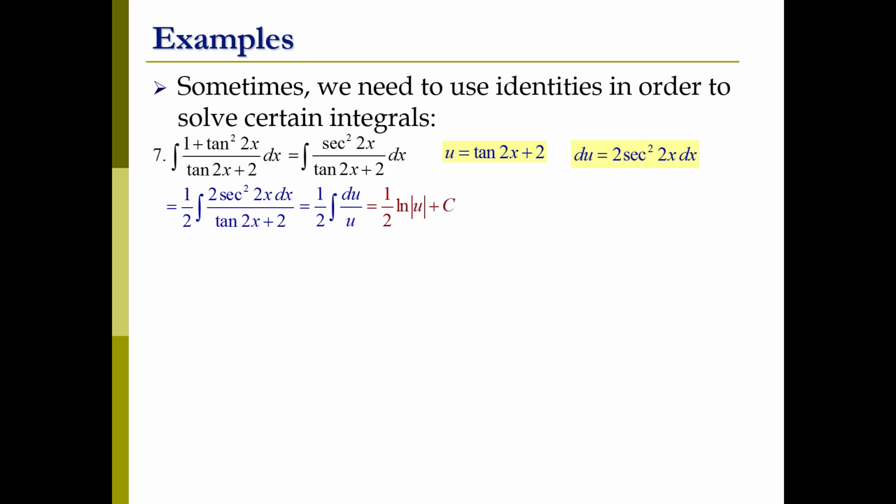We're just going to substitute our u back in, and if you do that, we get 1/2 ln of the absolute value of tangent of 2x plus 2 plus c.